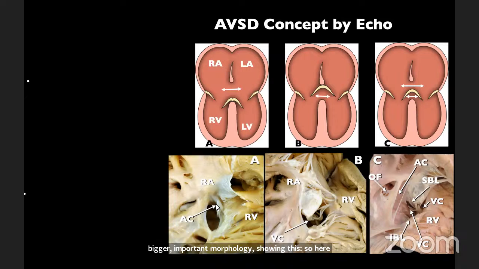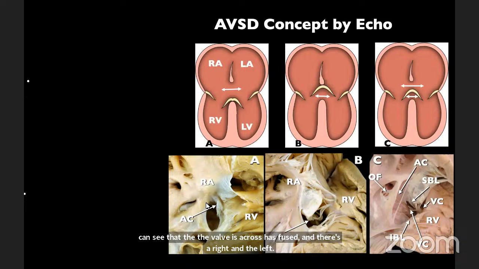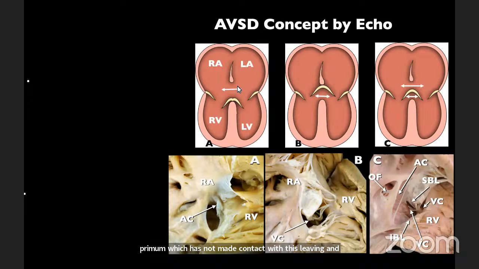So here you can see that the valve is across, has fused, and there's a right and a left orifice, and here is the lower part of the septum primum, which has not made contact with this, leaving an ostium primum or a primary atrial septal defect. Very rarely, the atrial septum fuses with the AV junction, leaving only a ventricular shunt. So here you can see even no foramen ovale here. And here is a ventricular communication, which is straddled by the AV valve as it comes across it.